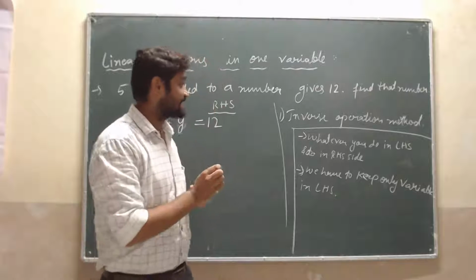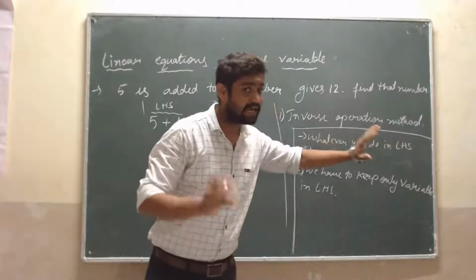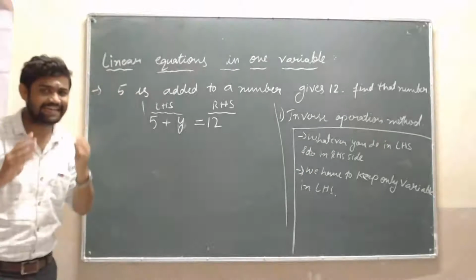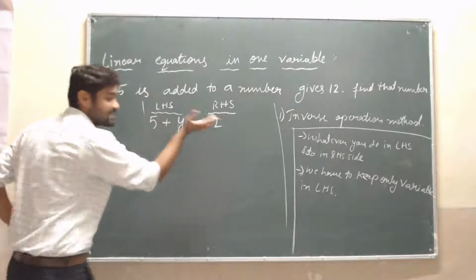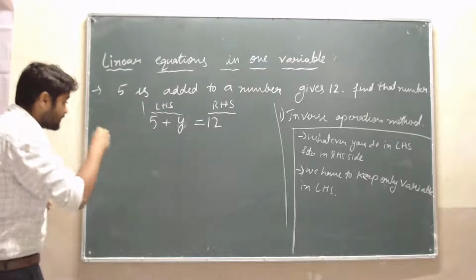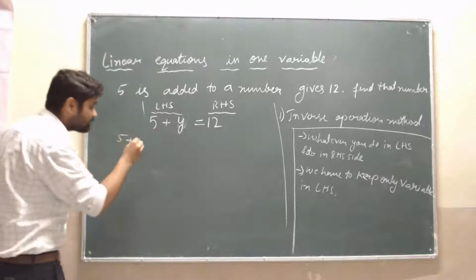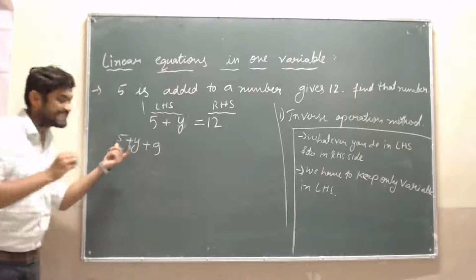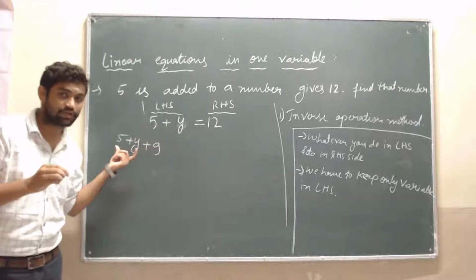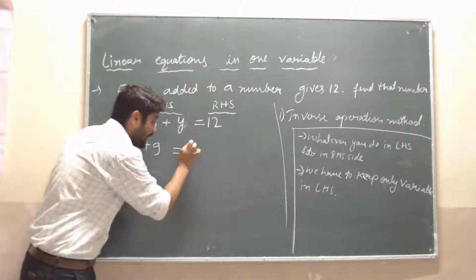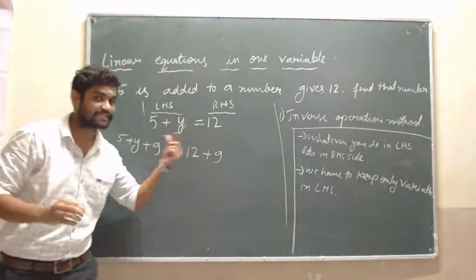The first point I will explain: whatever you do in the LHS side, do it in the RHS side. We know this is the LHS side and this is the RHS side. See, suppose 5 plus y is there. Randomly I will add 9 to the LHS side. So I have to add plus 9 to the right hand side.